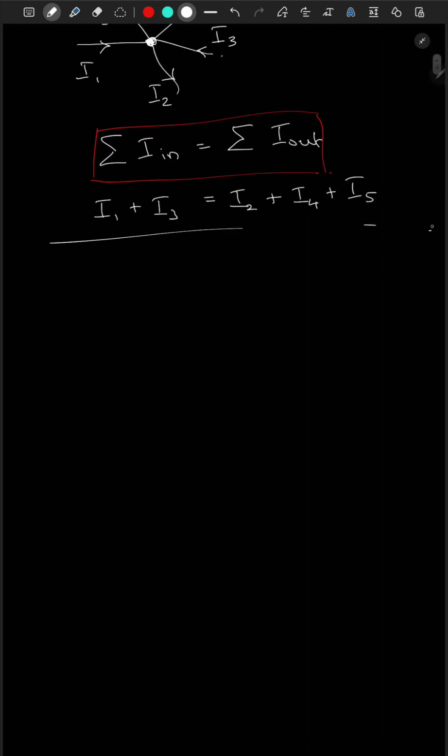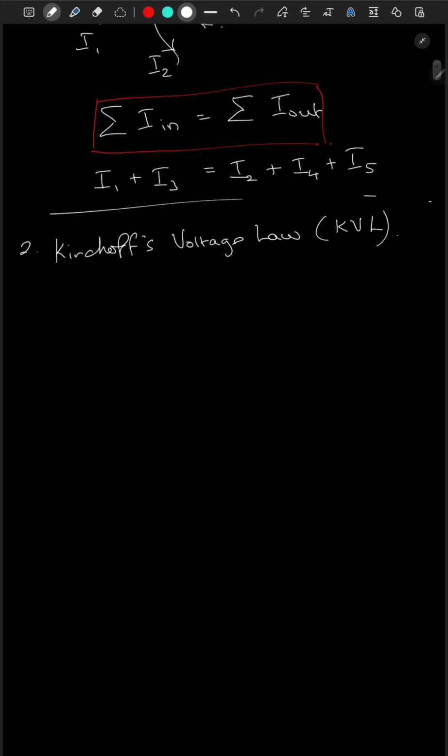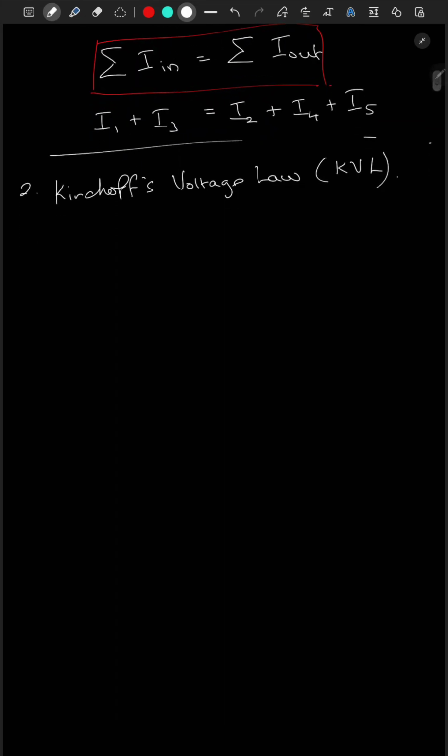Okay, very simple. Now let's look at Kirchhoff's Voltage Law, also known as KVL. This states that the algebraic sum of voltages around any closed path in a circuit is identically 0.